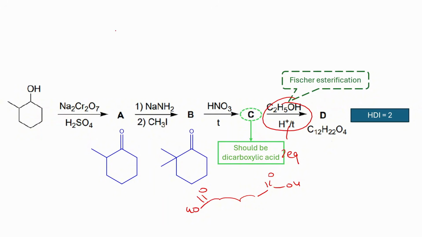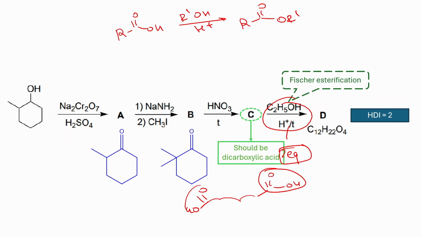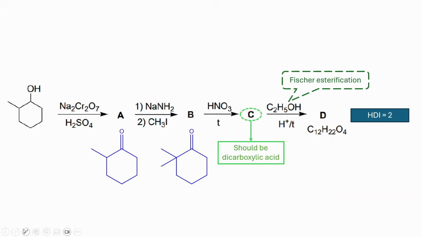So Fischer esterification looks like this: RCOOH, and we take another alcohol in an acidic environment, and then they just combine to give an ester. Since I am using 2 equivalents of this, I need to have a dicarboxylic acid so that I can install ethanol on both sides. Now let's combine all of this information together.